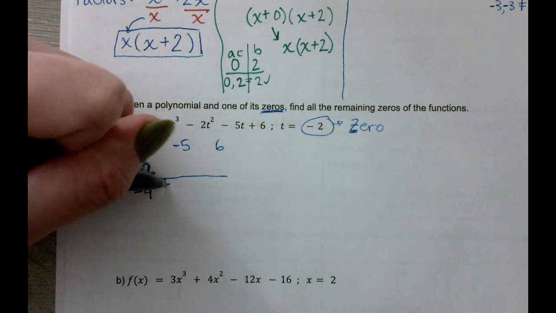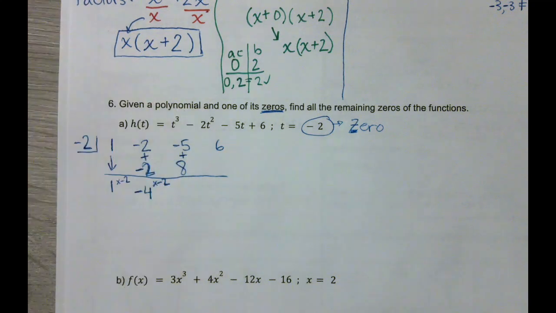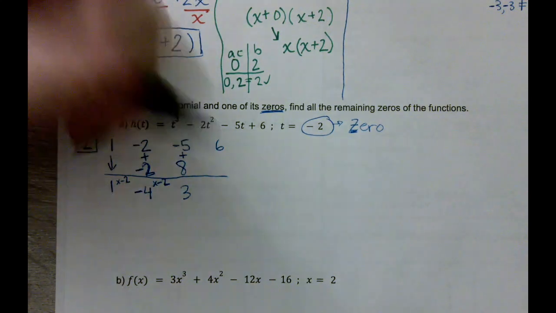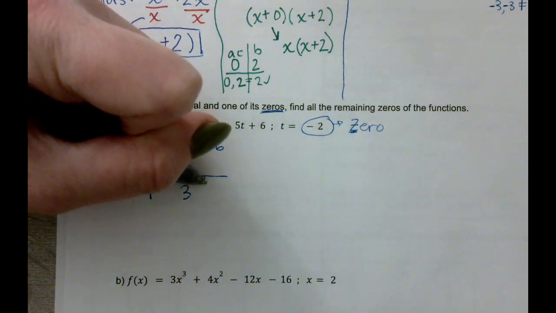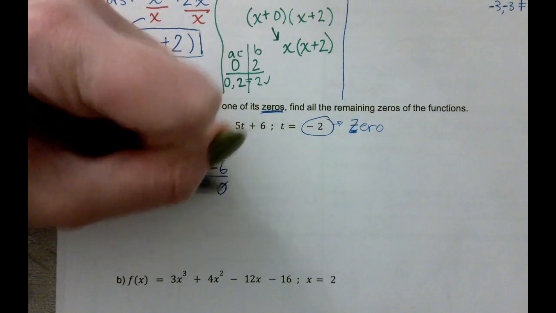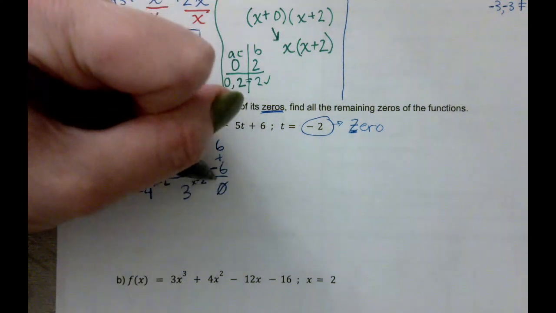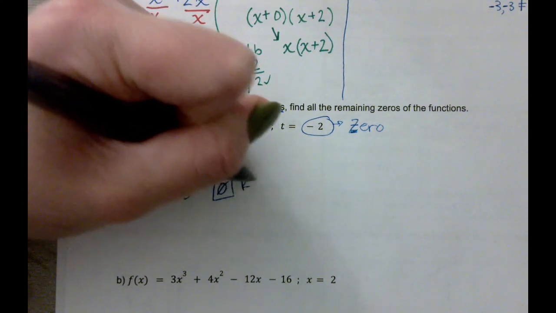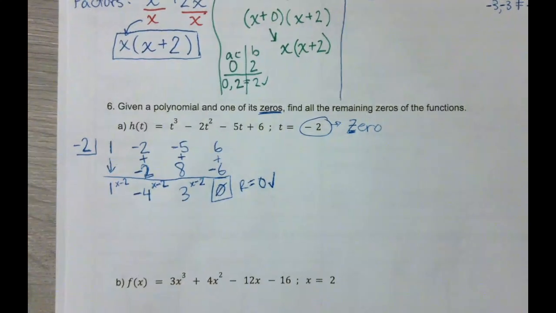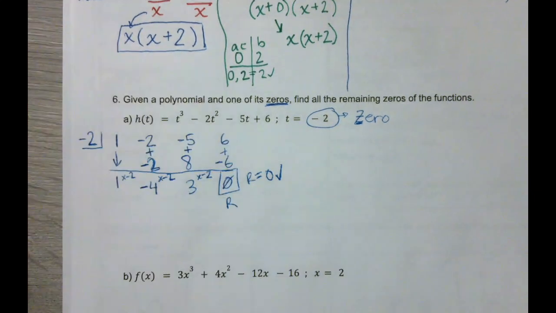times negative 2 gives me positive 8. Negative 5 plus 8, that's a positive 3 times negative 2 gives me negative 6. And those do cancel and give me 0, which is what I needed. This is my remainder of 0. So I got my remainder that I needed, so I'm good to go there.